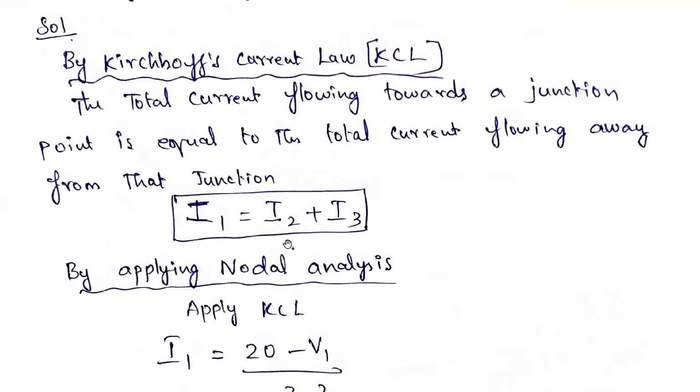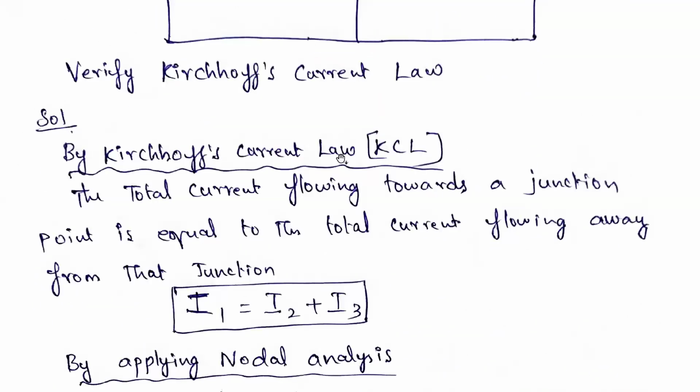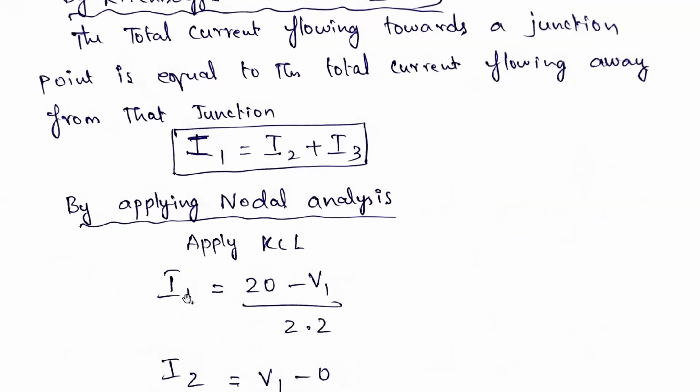Now we are applying nodal analysis at this particular point. Consider 20 minus V1 divided by 2.2 kilo ohms. The higher potential you need to take first, so it should not be V1 minus 20 divided by 2.2, because the higher potential is 20 volts. So 20 volts has to be considered first. So I1 is equal to 20 minus V1 divided by 2.2 kilo ohms.